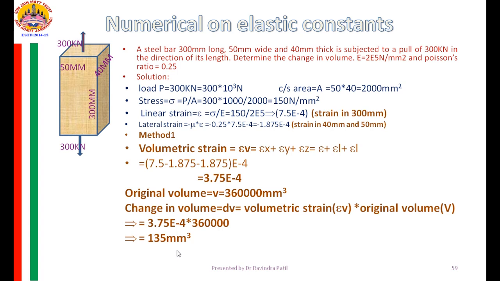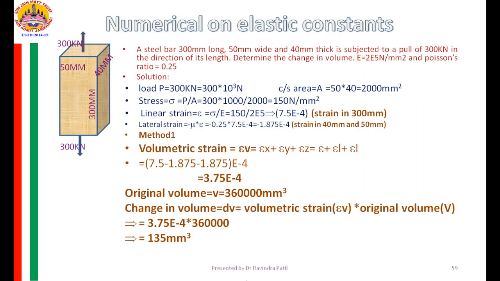Nothing, sir. Yes. Hello, hello, sir. Yeah. Sir, can you say the original volume once again? Original volume is nothing but L into B into D. L is 300 mm, B is 50 mm, D is 40 mm. Original volume is equal to LBD. But my doubt is whether the screen is visible to you or not. Visible, sir. Visible, na? Then there is no problem.